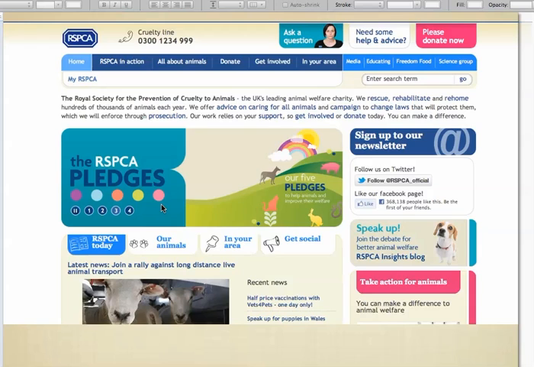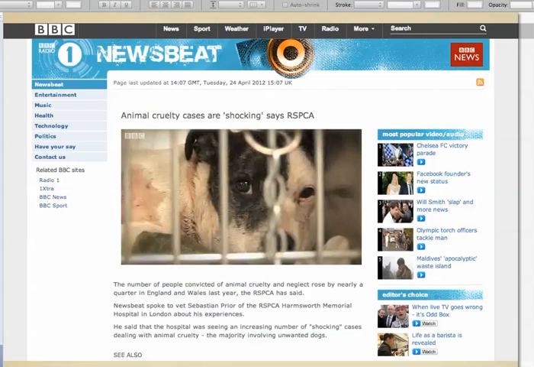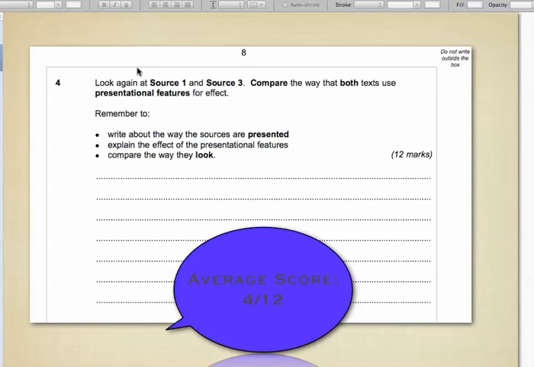These guys, this is a persuasive text, isn't it? They want you to get involved. They want you to give them your money. They want you, like it says here, to sign up to their newsletter and all that sort of stuff. So what you need to do then, you can do the presentation question, which is, where is it? There. Look again at these 2 sources. Compare the ways they use presentational features for effect. Okay, you can use the same bullet points, I guess.